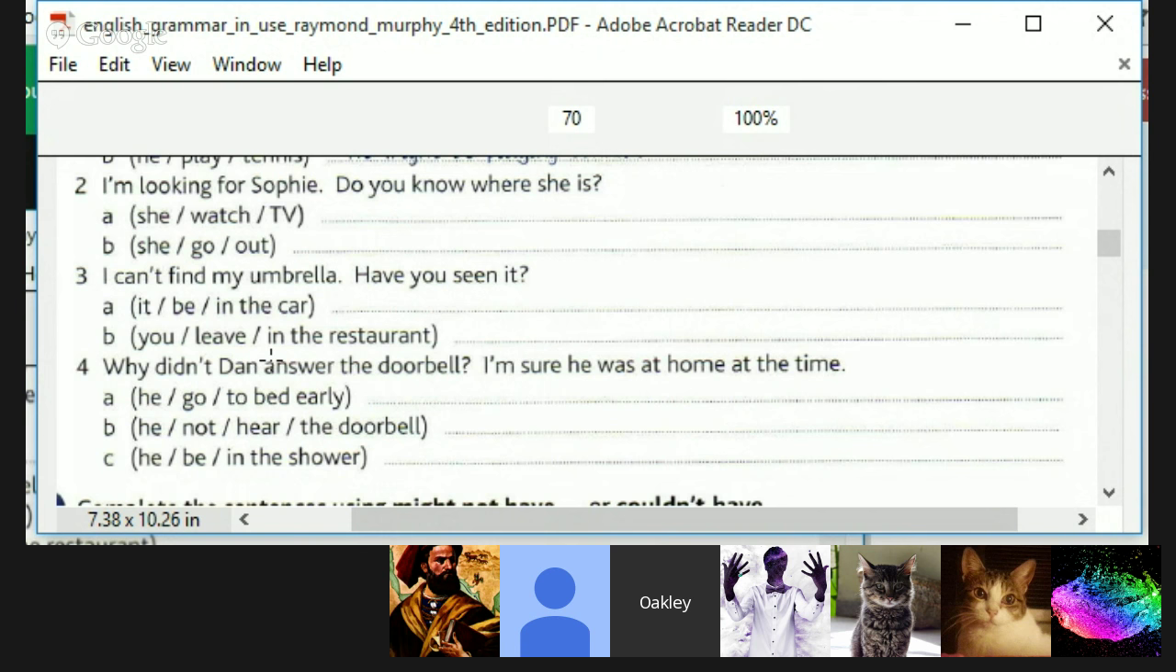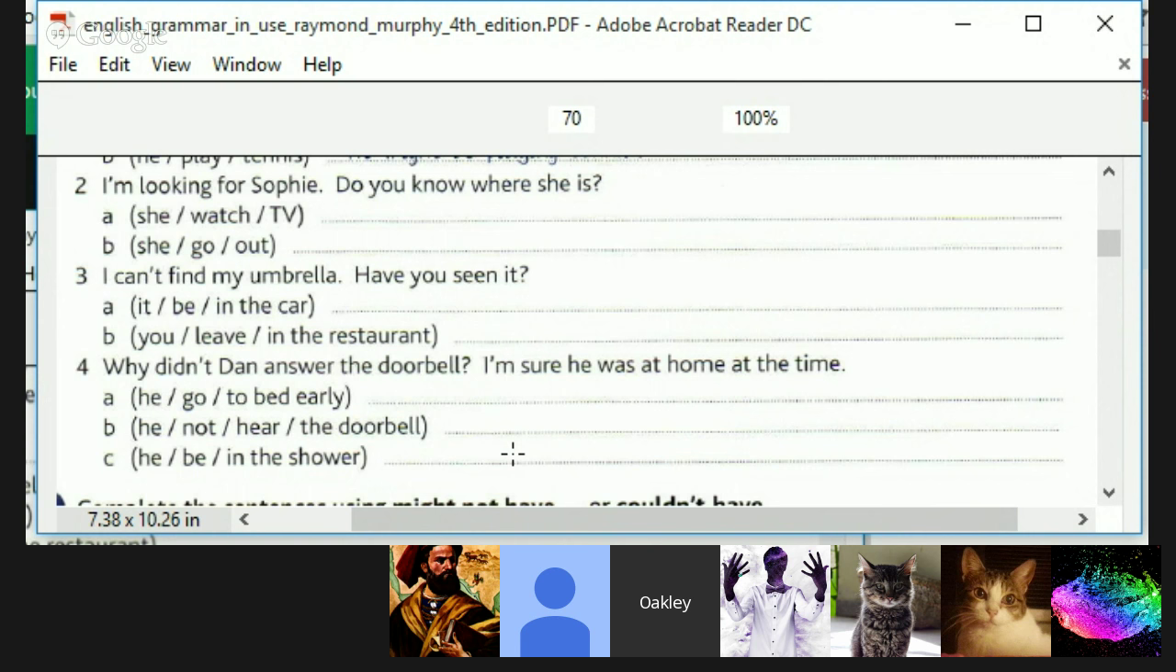Yes, that's it. He might not have heard the doorbell. It has to be past tense because the question is, "Why didn't he answer the doorbell?" That's in the past. Okay. And he might have been in the shower. Yeah, this one's debatable. He might have been in the shower. He might still be in the shower.